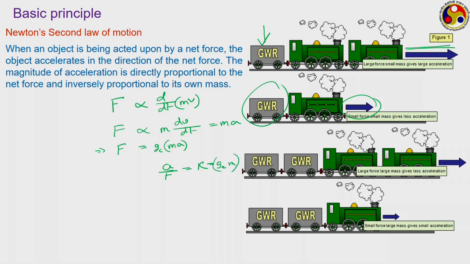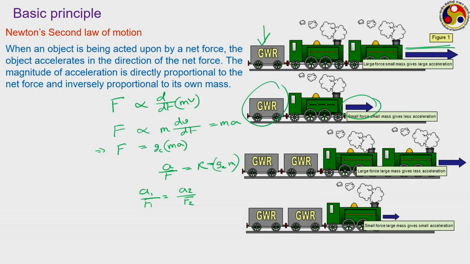This we are talking about for a given mass, or in other way we can write that A1 by F1 is equal to A2 upon F2. For two different cases where the body is acted upon by a force F1, we have an acceleration A1. When it is being acted upon by force F2, acceleration is A2. Like in this case, F2 is half of F1, accordingly acceleration also becomes half.